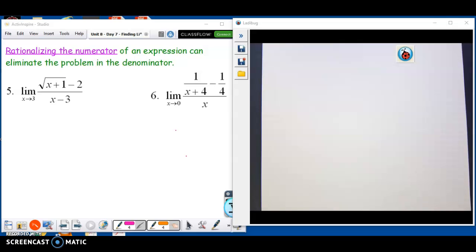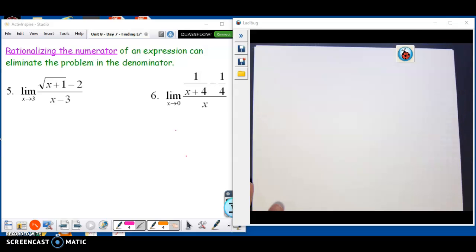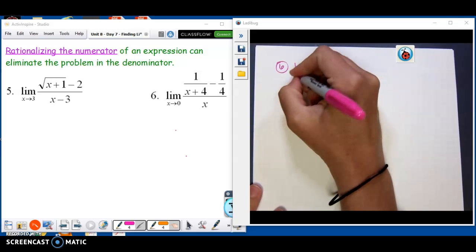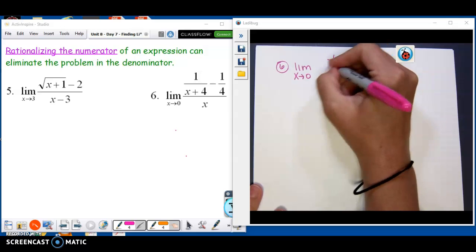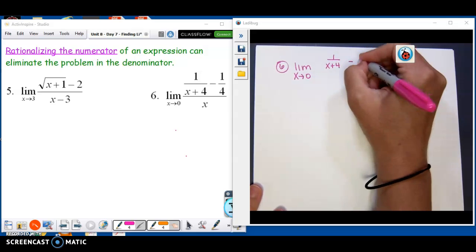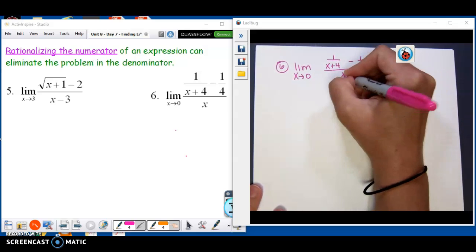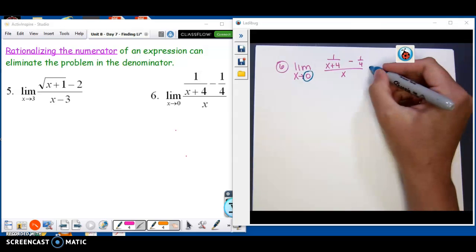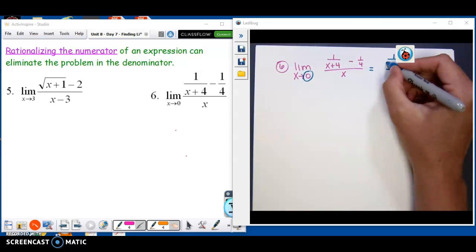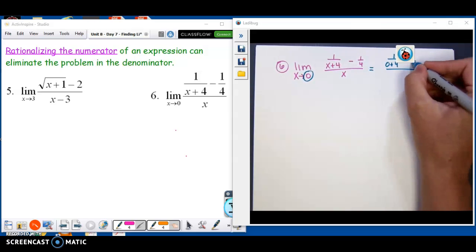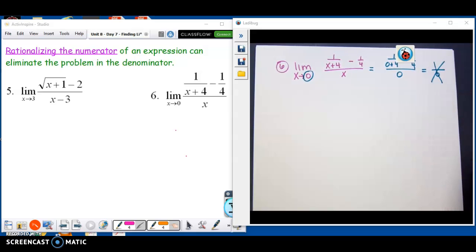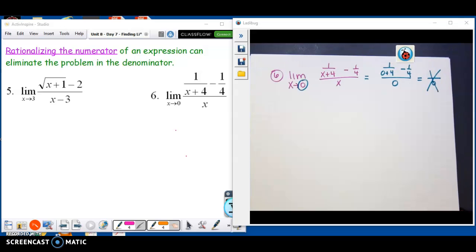Okay, so we are on to number 6. So 6 is asking us for the limit as x approaches 0 of (1 over x plus 4 minus 1 over 4) over x. So we're going to try direct substitution. Well, if you notice, we're going to have 0 in the denominator, so we can't do that.